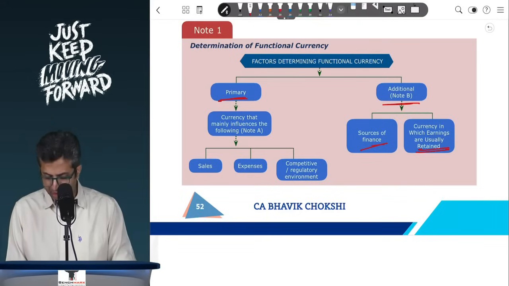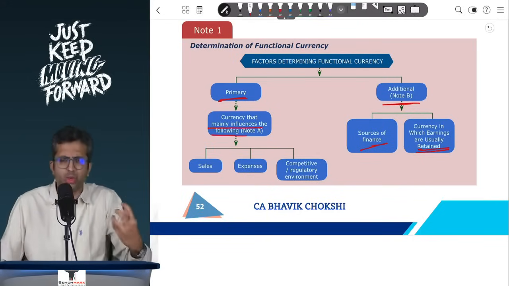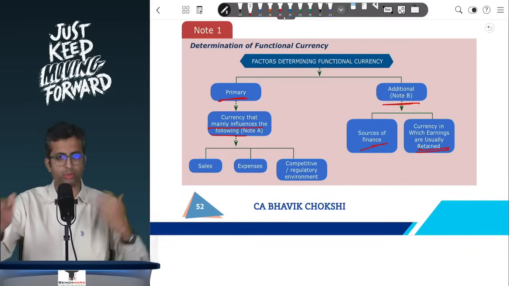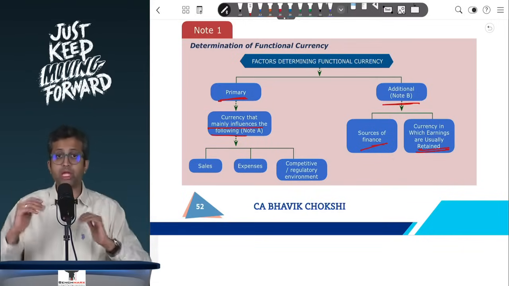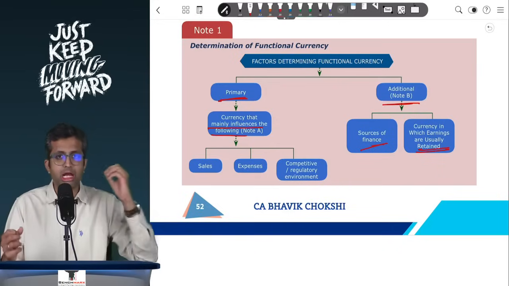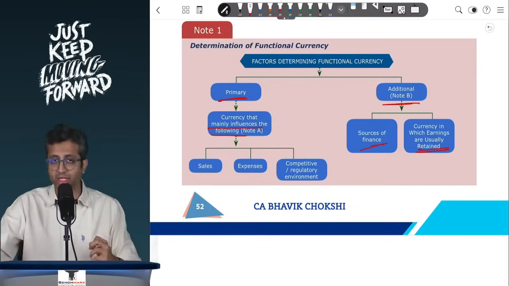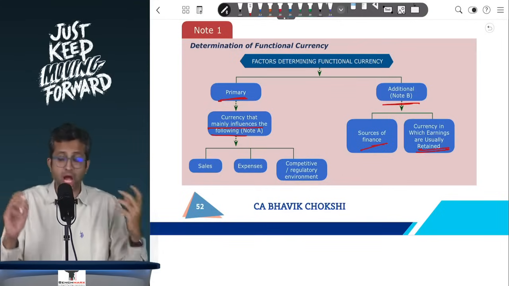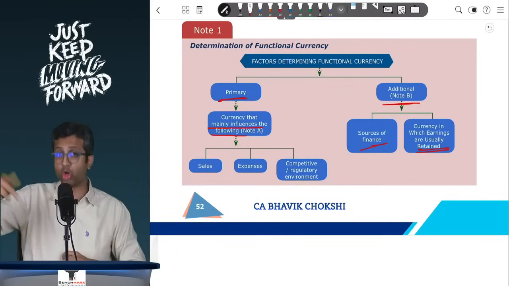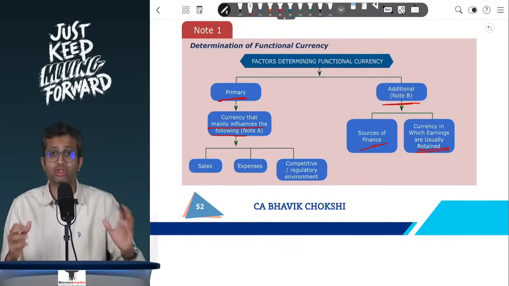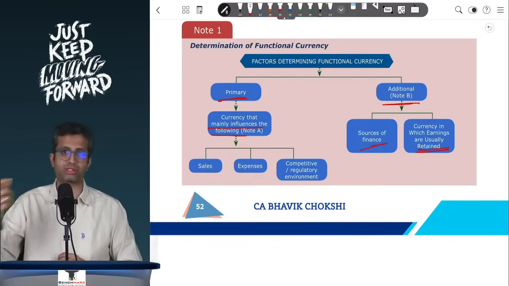Now, in my primary factors, the standard says currency which mainly influences the sales. What do you mean mainly influences? Does that mean the currency in which the sales are denominated? Well, generally yes. However, sometimes the sales are denominated in a particular currency merely for the purpose of convenience. Like if you were to buy an airline ticket from Lufthansa, you will still see the prices in rupees. However, Lufthansa has determined the price in euro, and every day they are converting into rupees for your convenience, in which case the currency which influences the sales is actually the euro.